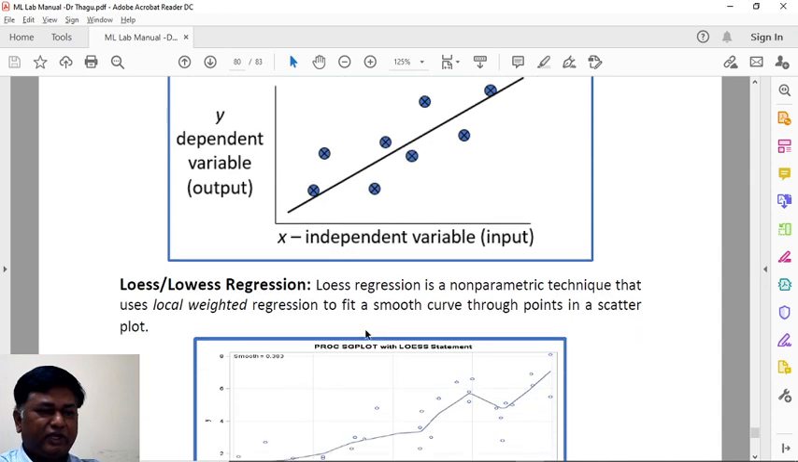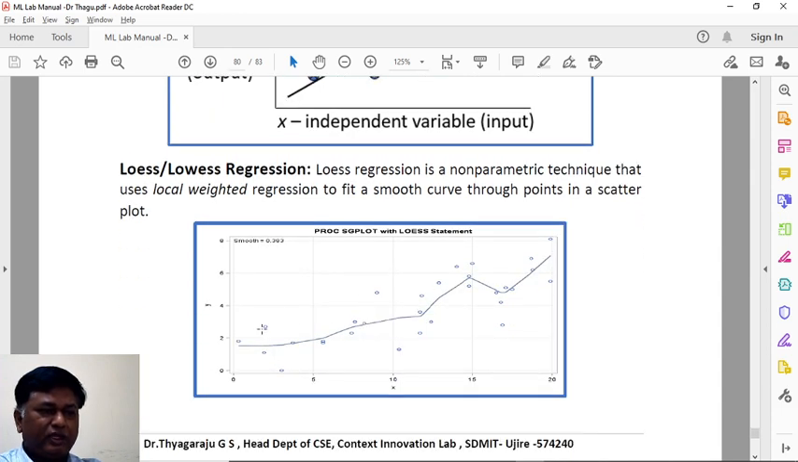Now you see the next graph. In this graph, the data are not following any distribution. You can see here some data are there, here some data are there. There is no fixed format.